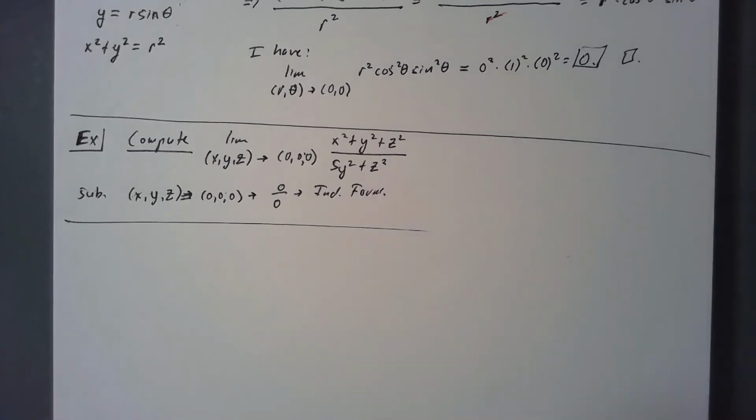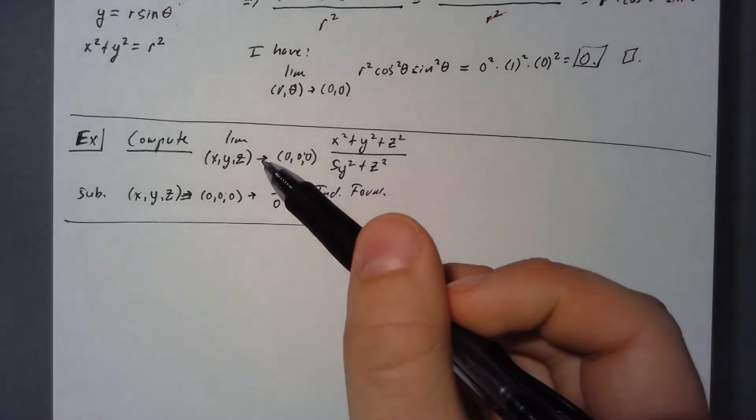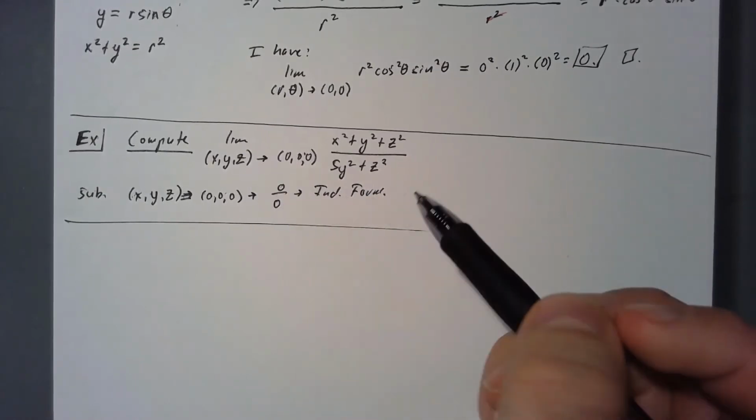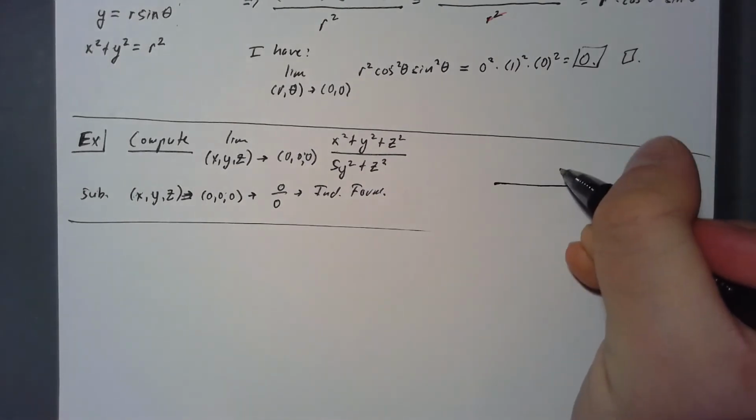Now I have to show that this is undefined. So now I'm not just considering 2 variables here, I'm considering 3 variables. If I draw a coordinate system, right?